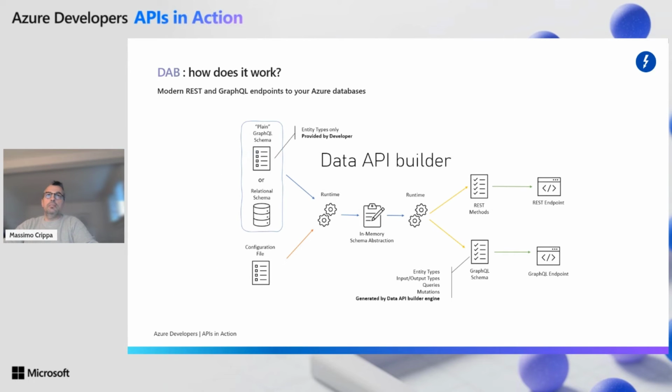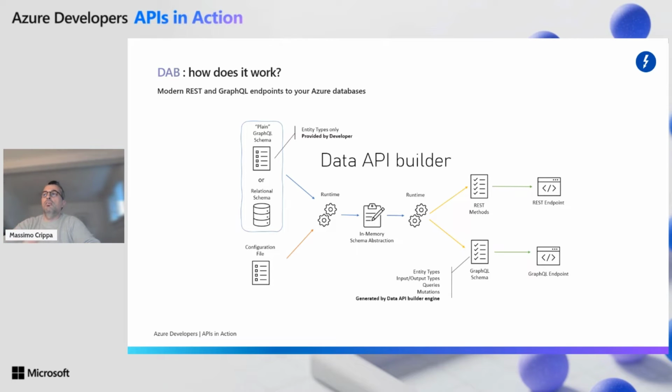How does it work? DAB can start with two things: just a configuration file and a connection string to your database in the case of REST. And for GraphQL, you still need the configuration file and the schema that describes the objects that you're going to expose. Then there will be an in-memory abstraction of the schema of this configuration file, and then it will be translated into a REST endpoint.